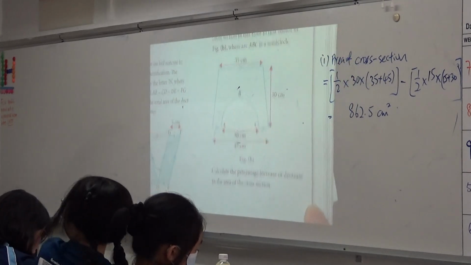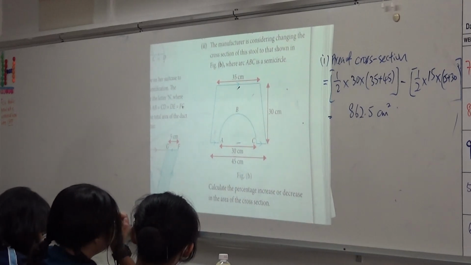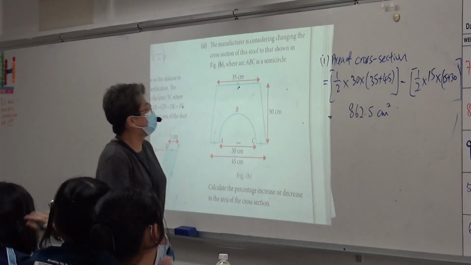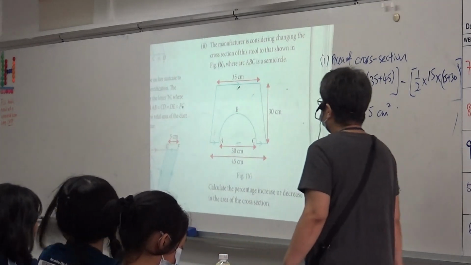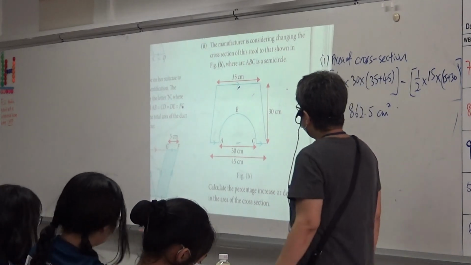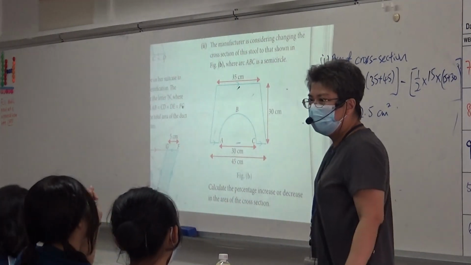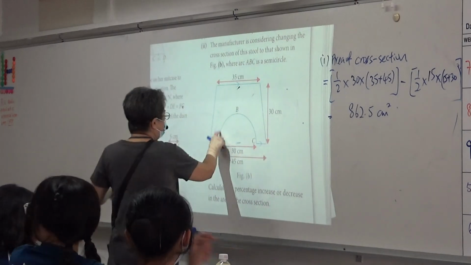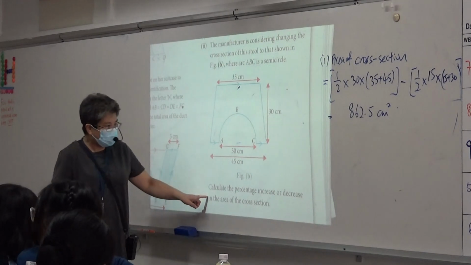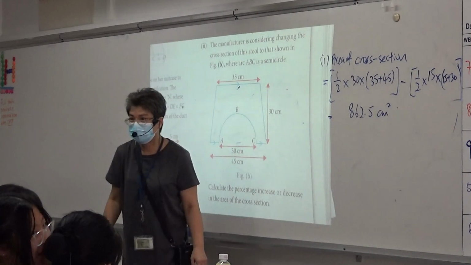Next, let's look at part 2. Part 2 is quite nonsensical, but then you have to do it. The manufacturer is considering changing the cross section to the one shown in figure B, where ABC is a semicircle. What's the difference between figure A and figure B? Just now, this one is a trapezium, right? Now it's a what? Semicircle. Okay. Calculate the percentage increase or decrease in the area of the cross section.